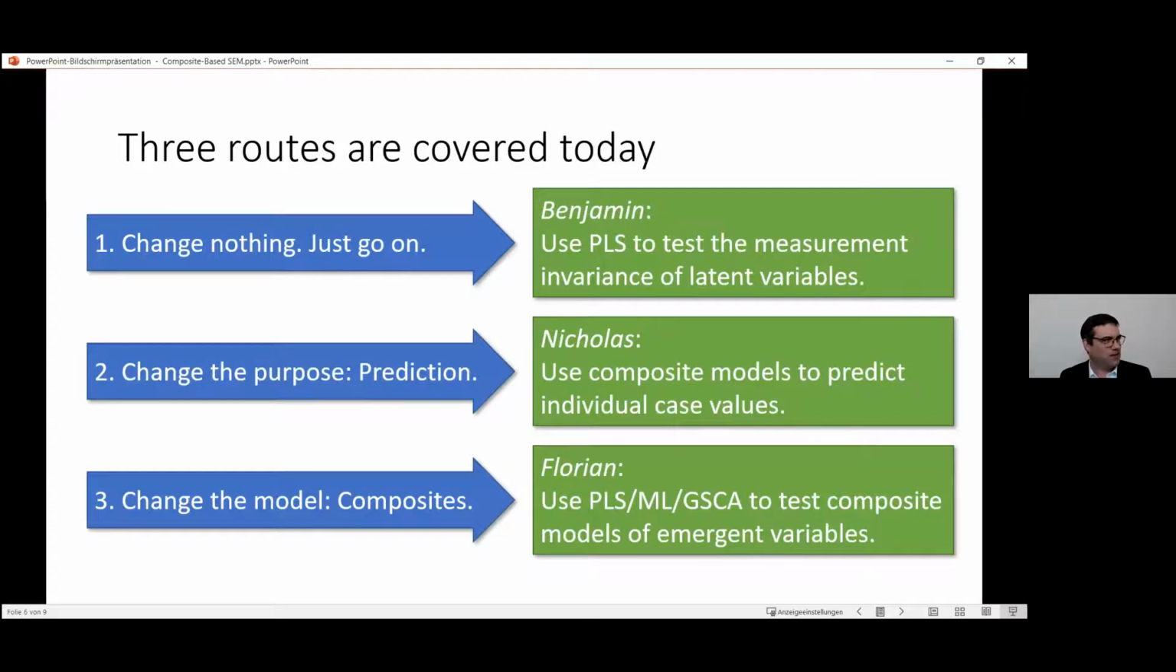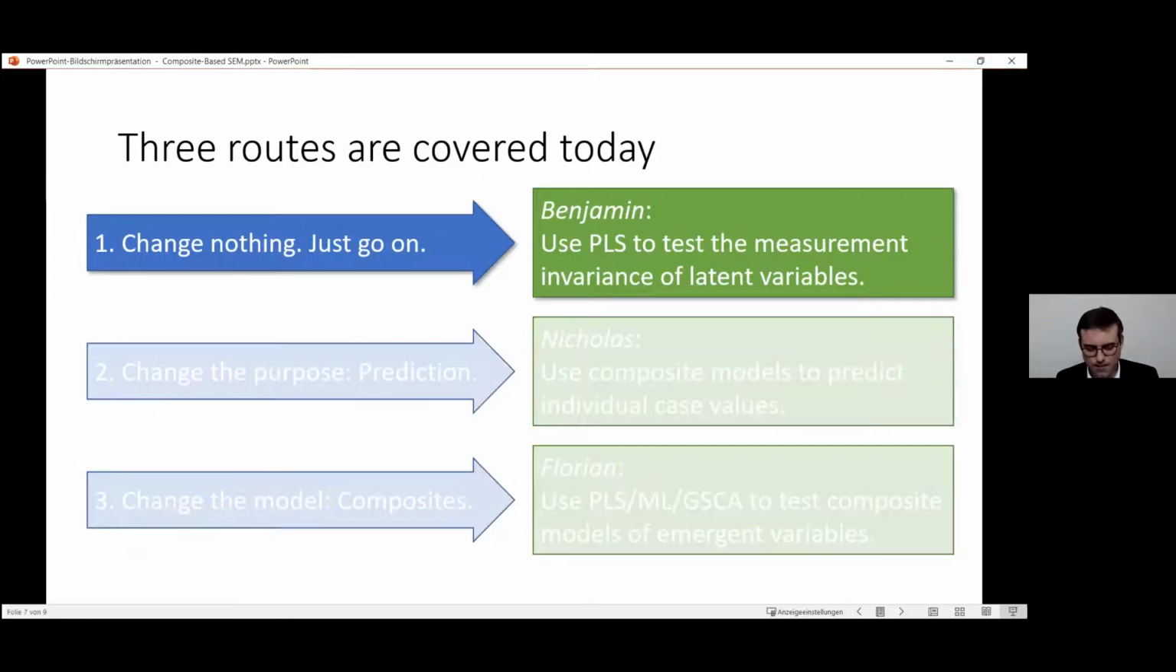I would like then to go into each of these routes a bit more deeply. First, looking at Benjamin's work, he said he uses PLS to test the measurement invariance of latent variables. At least that's how I saw it from the presentation, from the positioning of the paper, and I couldn't see it differently. That is, first of all, something that I really appreciate, in the sense that it is methodological research that proposes a new approach. So it's creative.